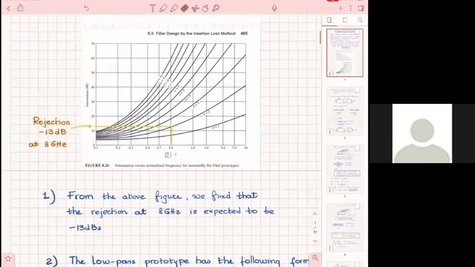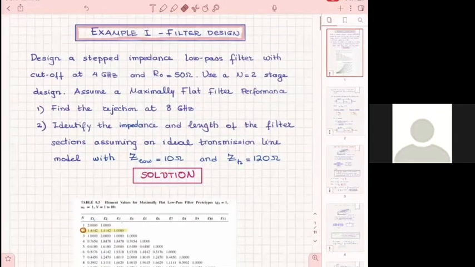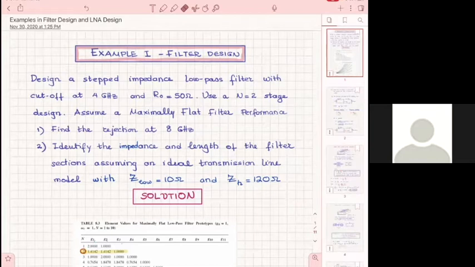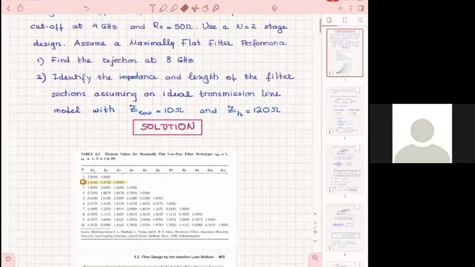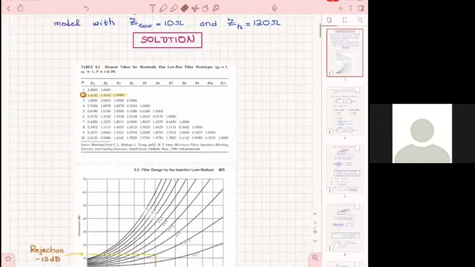So in this case, you answer the first question by using this graph. Then what I ask you to do in the second is to identify the impedance and length of the filter section. So I'm asking you practically to design the filter and then assume it's an ideal transmission line. And then that the lowest impedance you can use is 10. The highest impedance you can use is 120. And then I want you for this ideal transmission line to find the lengths. And usually we find the lengths in terms of a wavelength, all right?